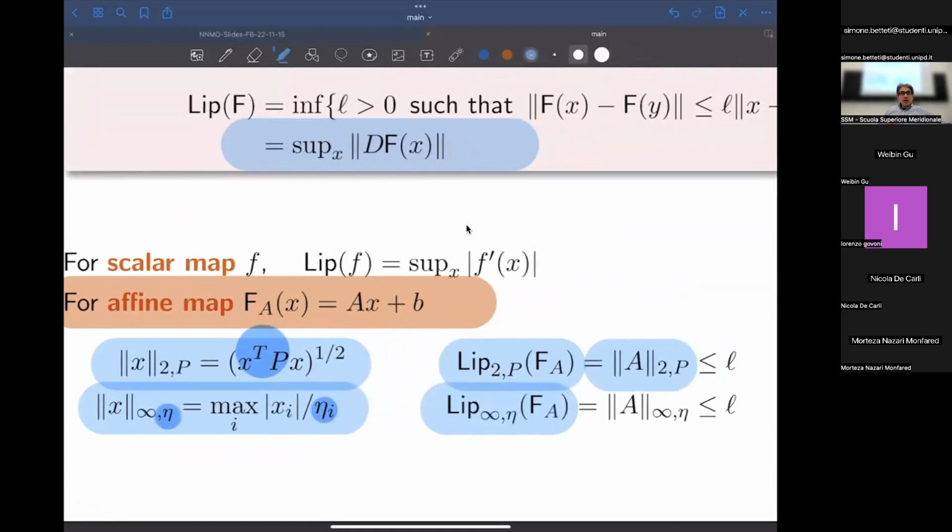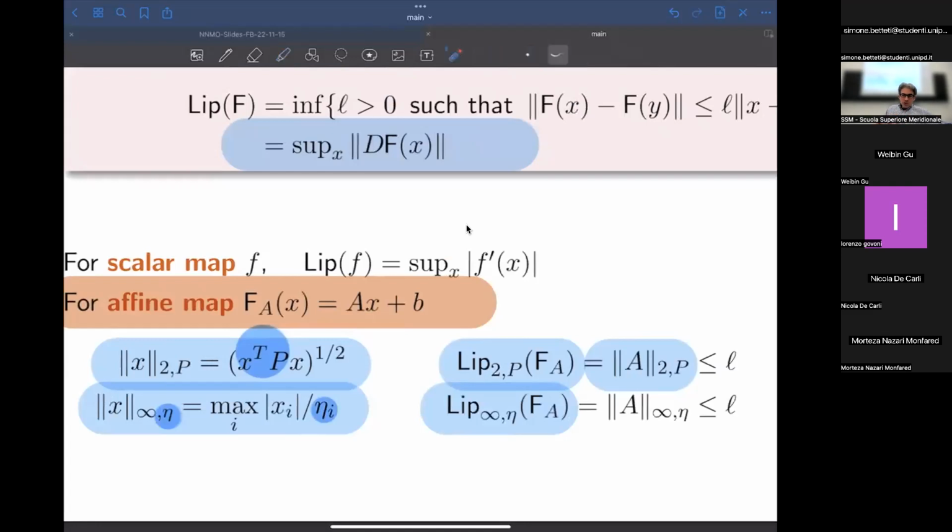Eta will be a vector in Rn with n entries, all positive. They have to be positive, otherwise, if any one of them is negative, then it's not a norm anymore. The norm is always non-negative. It can never be negative.